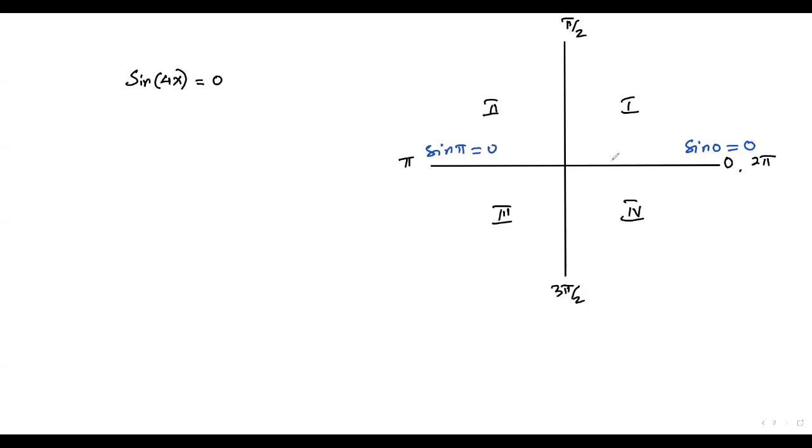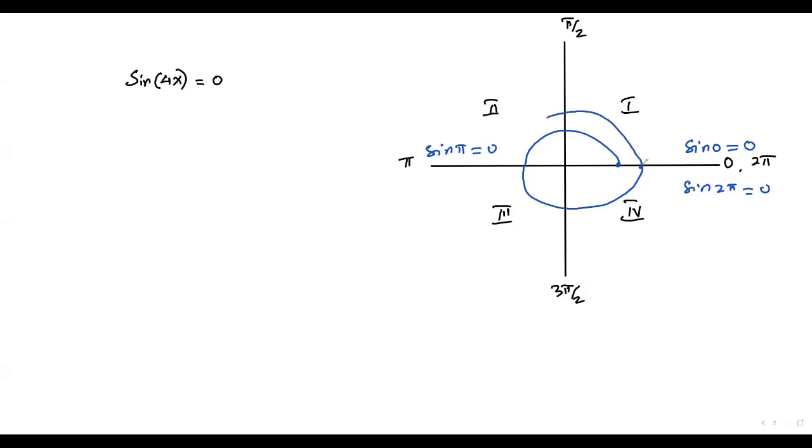Okay, let me start from 0. When I am at 0, the value of sine is 0. That is, sine 0 is equal to 0. Now, when I reach pi radians, the angle measure, sine pi is equal to 0. Again, I am moving, and when I reach position 2 pi, sine 2 pi equals 0.